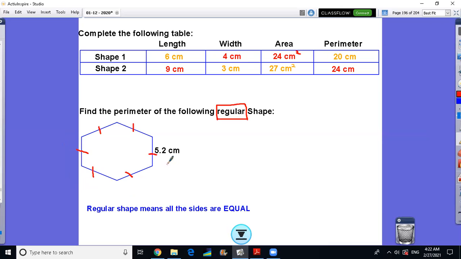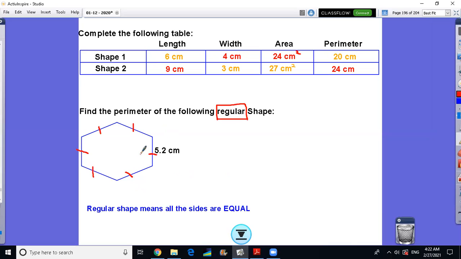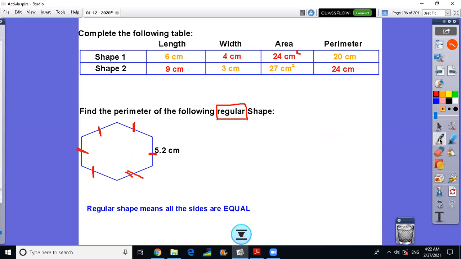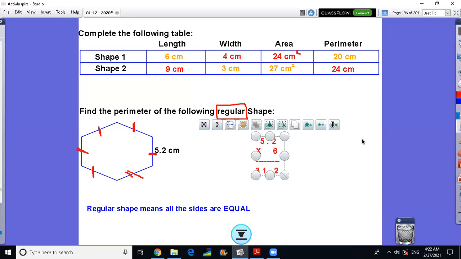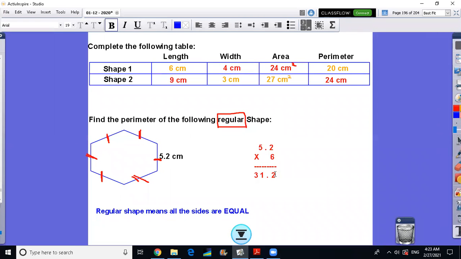Come on, we're not going to do this. Don't waste your time, and don't waste my time on adding 5.2 1 zillion times. So here, what are we supposed to do? It's 5.2 how many times? Here is 1, 2, 3, 4, 5, 6 sides. So 5.2 times 6 is going to give you 31.2 centimeters. Of course, we're going to write centimeters over here.